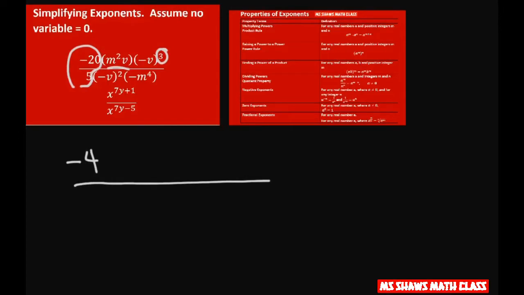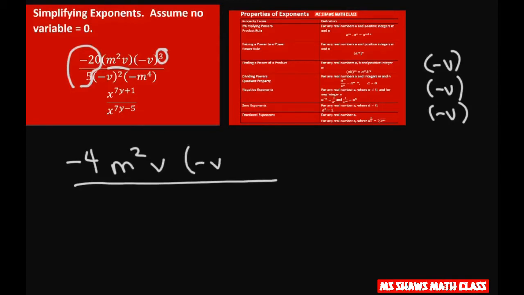I'll just put a line here. So I'm going to have m squared v. Now, negative v cubed just means you're multiplying negative v with each other 3 times. So it's still going to be negative v, and the cube's going to go on the inside. Now, the denominator. We already took care of this part, so that would just leave us with 1 there. We don't need to put the 1.